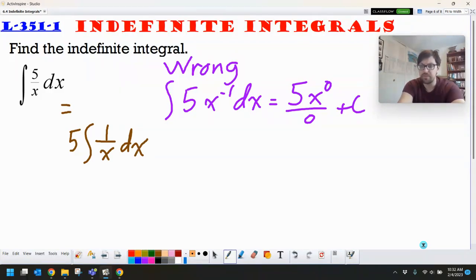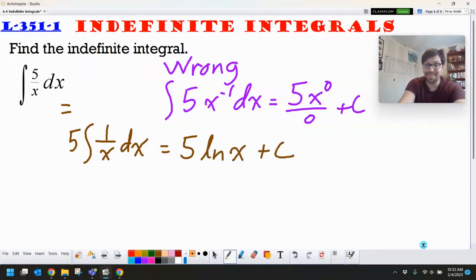The derivative of ln of x was 1 over x, so the antiderivative of 1 over x must be the ln of x. But since this is an indefinite integral, I need to tack on that plus c. Note that that 5 was just chilling in front, so it keeps chilling in front.